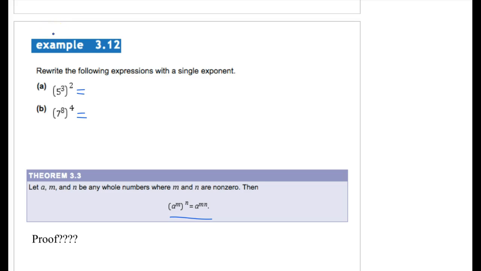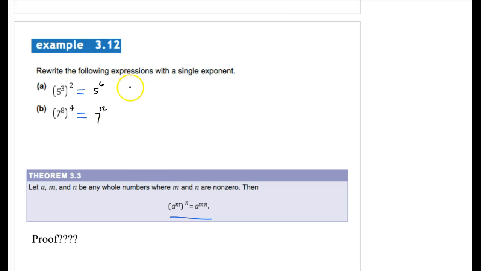So in this situation here, 5 cubed to the power of 2. If I'm following the rule here, looking at what this example is saying right here, a to the power of m raised to the n is equal to a to the power of m times n. Just multiply them. What this then becomes, again, students get confused why we do it, but the answer is 5 to the 6. This one would be 7 to the 32.